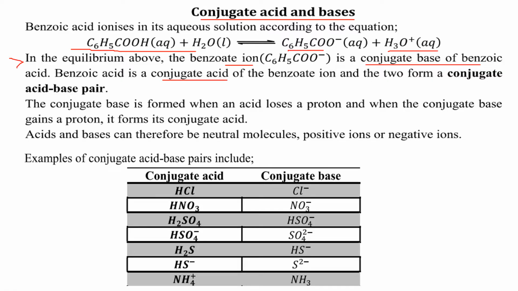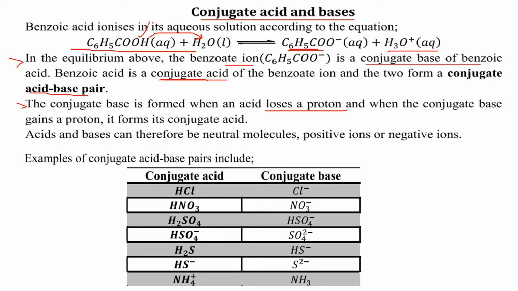Reason being, benzoic acid donated protons to water, and by doing so it becomes an acid. That's why we call it a conjugate acid. And then the benzoate ion, which is what is formed after donating a proton, we call a conjugate base of benzoic acid. And the two form a conjugate acid-base pair. Furthermore, the conjugate base is formed when an acid loses a proton. So that's how we form a conjugate base.